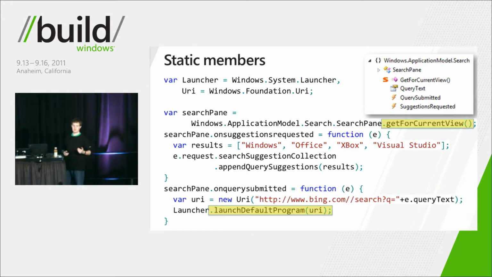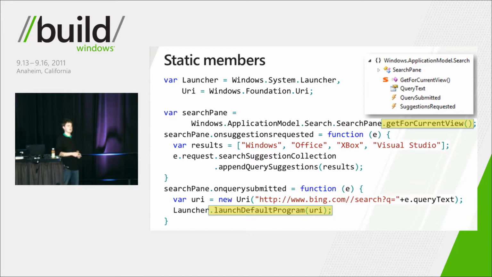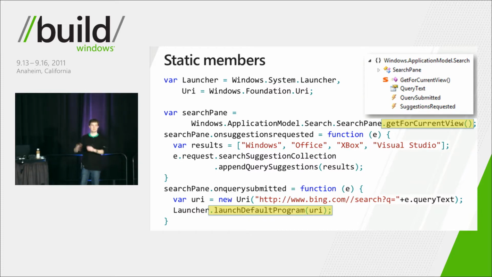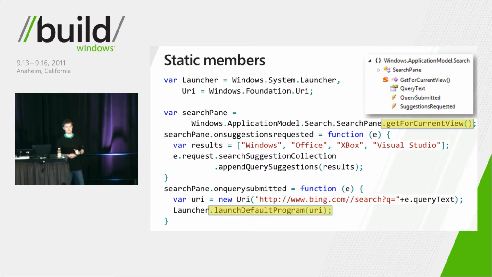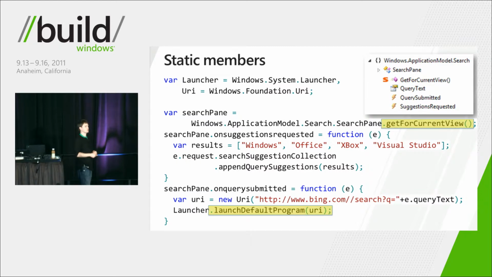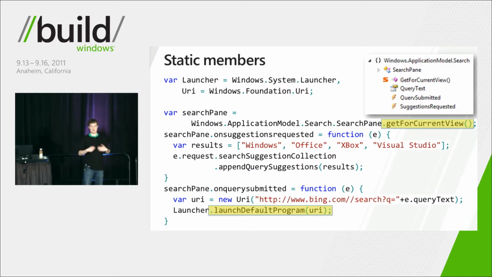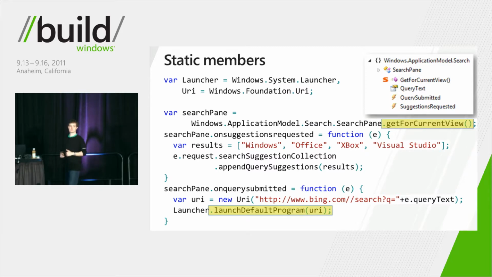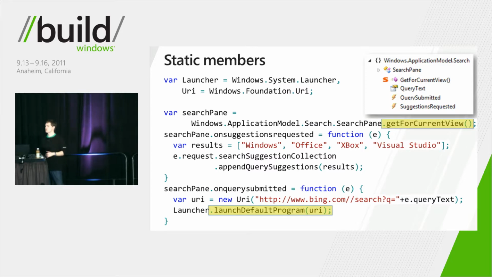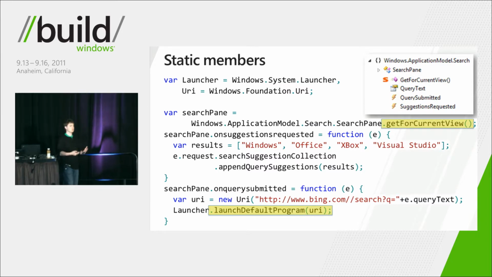Similarly, if I want to launch an application, so if I have a URL and I want to launch that and send it into the browser environment, I can do that through the launcher API, which is available in the Windows Runtime. That launcher API is also just a single static object, the launcher, which I can then ask to launch the default program associated with a URL. You'll see in the Windows Runtime there's actually a lot of these static APIs which are available directly on the constructor objects that are projected into JavaScript.